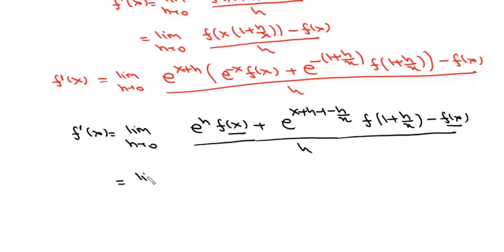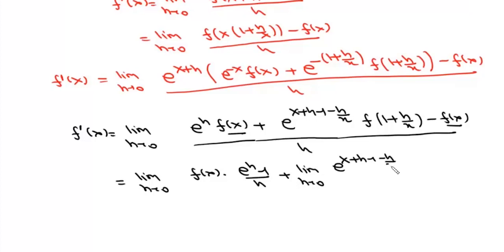We can rearrange this as this limit as h tends to 0 of f(x) into (e to the power h minus 1) upon h, and then plus this limit as h tends to 0, and here it is e to the power x plus h minus 1 minus h upon x, into f(1+h/x). Now we know that f(1) is 0, so we can write this as f(1+h/x) minus f(1), whole divided by h. Now we'll multiply and divide it with x also.